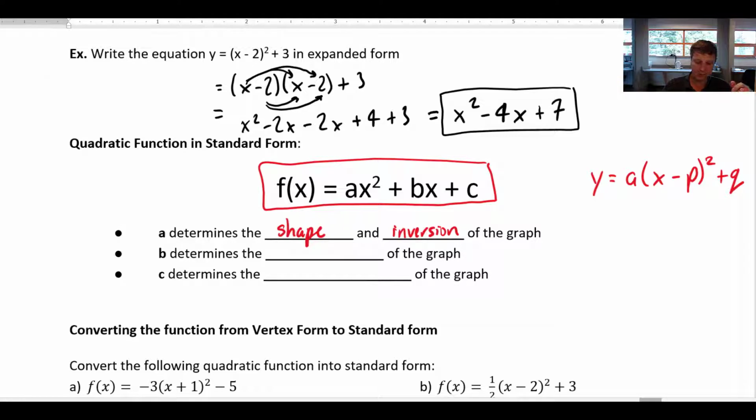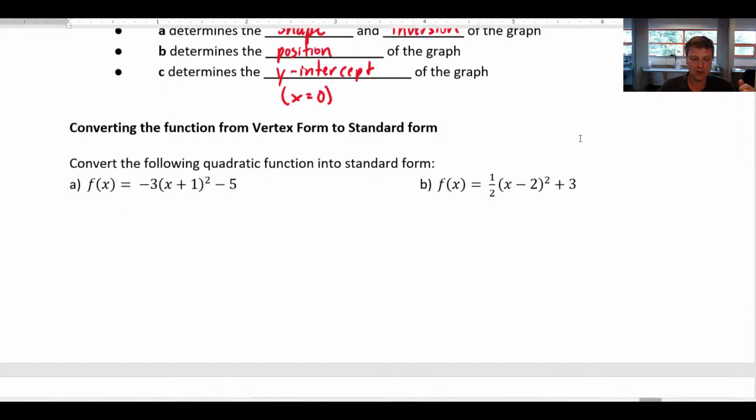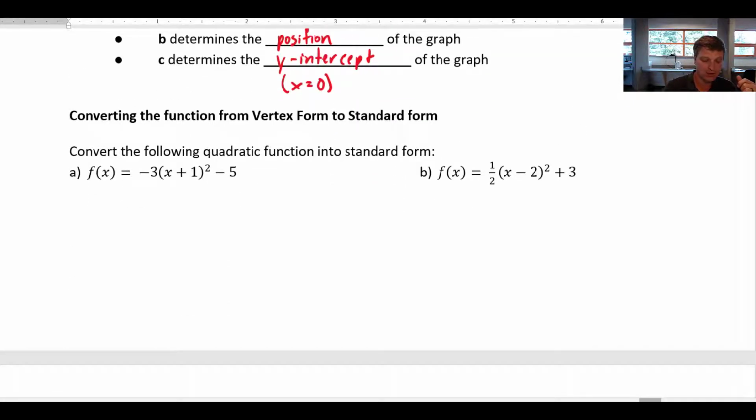The b value here is going to shift the position of the graph. We'll look at that a little more later as well. And last but not least, c determines the y-intercept. Remember that the y-intercept occurs when x equals 0, and you can see that if I put in f of 0, I substitute 0 in for x, both of these first terms would disappear and I'd just be left with c. So we'll do a couple of practice problems where we go from vertex form into standard form.